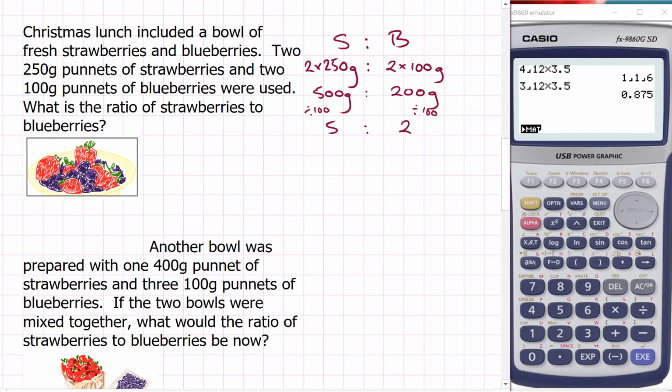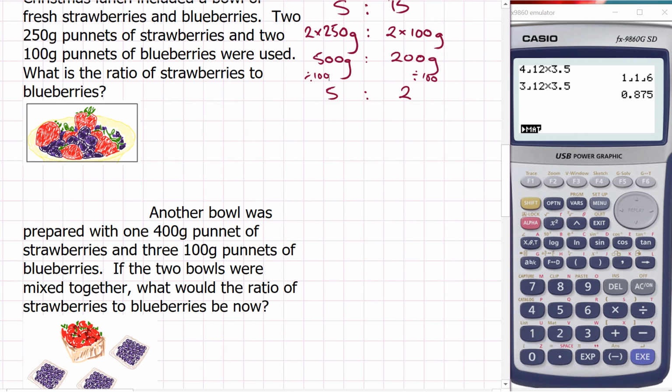Say we've got another bowl. Another bowl was prepared with one 400-gram punnet of strawberries and 3 100-gram punnets of blueberries. If the two bowls were mixed together, what would the ratio of strawberries to blueberries be now?